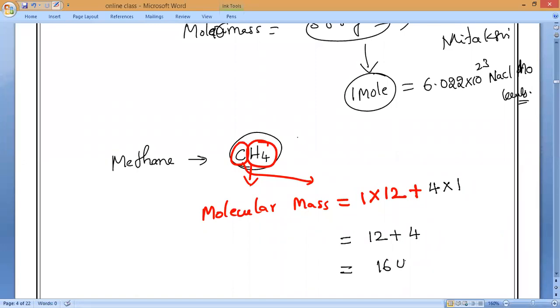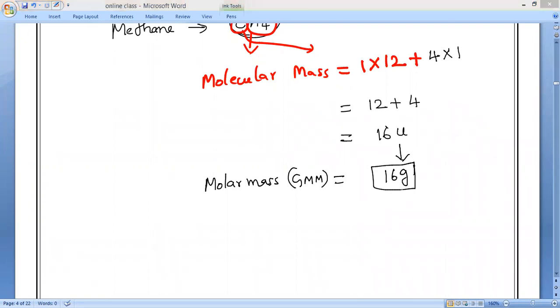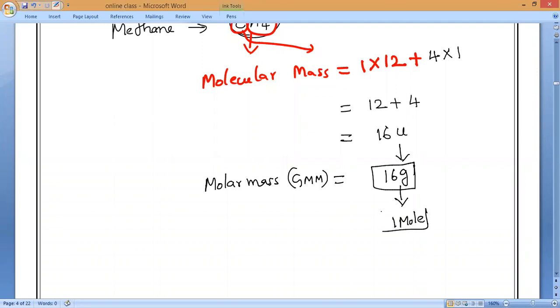16. So I want the molar mass. Molar mass means how much? I'm giving more examples to help you understand better. Molar mass, the gram molecular mass, is 16 grams. If I give 16 grams of methane to somebody, they will be having how many moles? They will be having one mole.